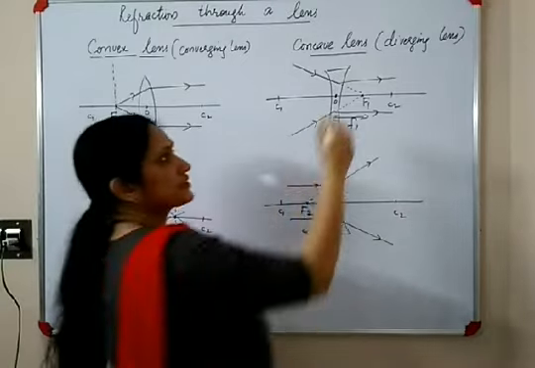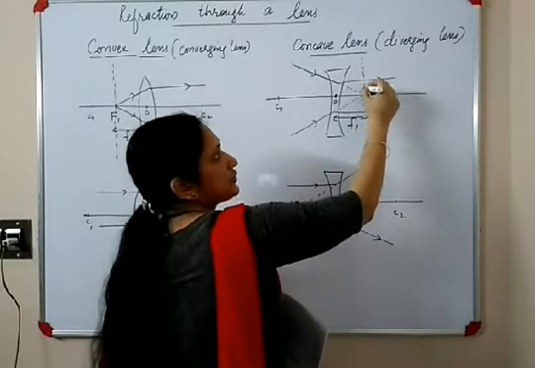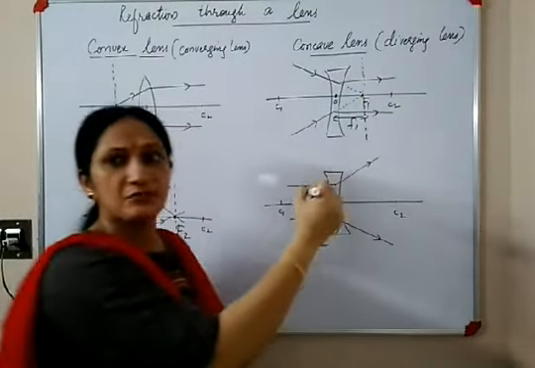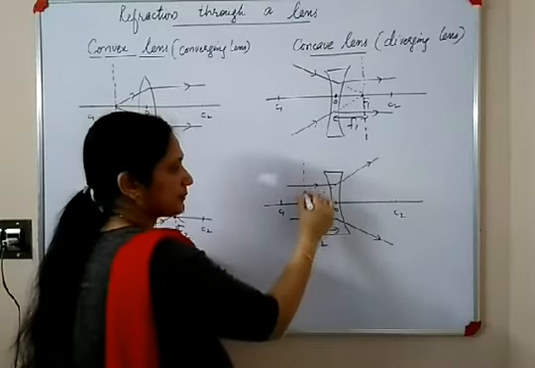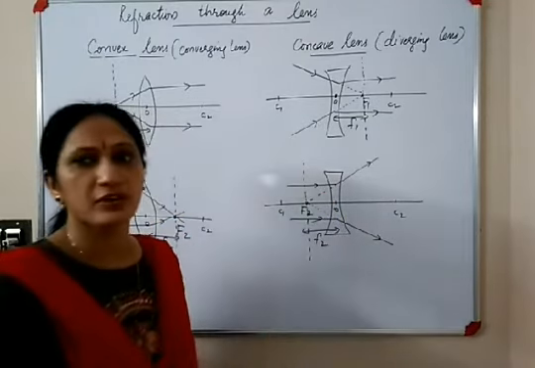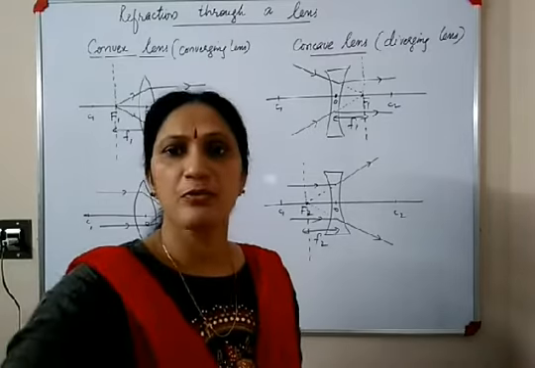Here also, same definitions. A vertical plane passing through the first principal focus is the first focal plane, and a vertical plane passing through the second principal focus is called the second focal plane.